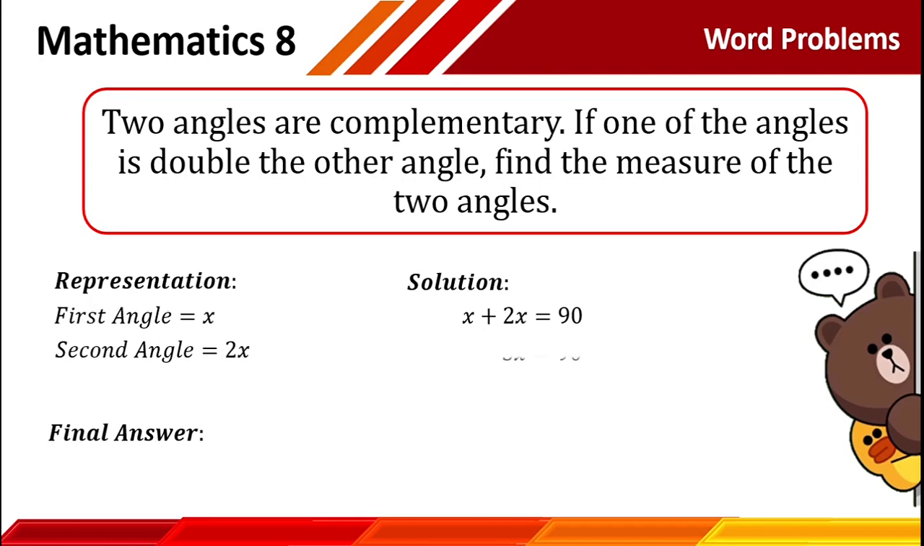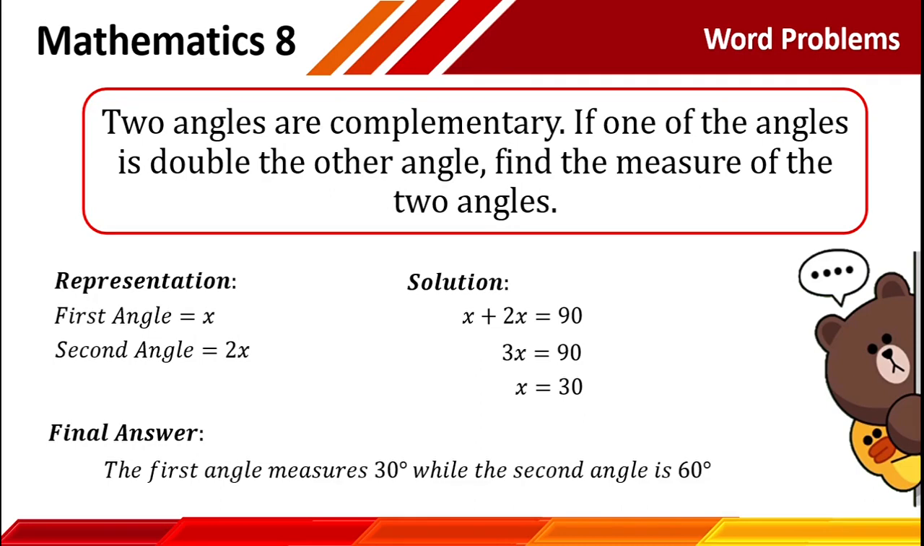x plus 2x is 3x, and to find the value of x, we divide both sides by 3, which is 30. So the value of our first angle is 30, doubled for the second angle, which is 60. Therefore, the measurements of our angles are 30 degrees and 60 degrees respectively.